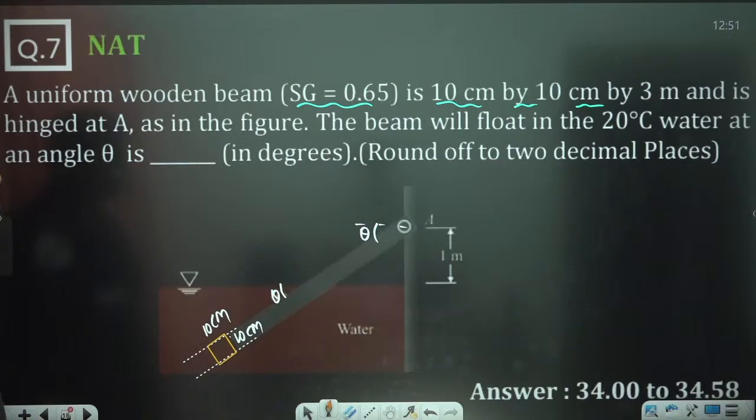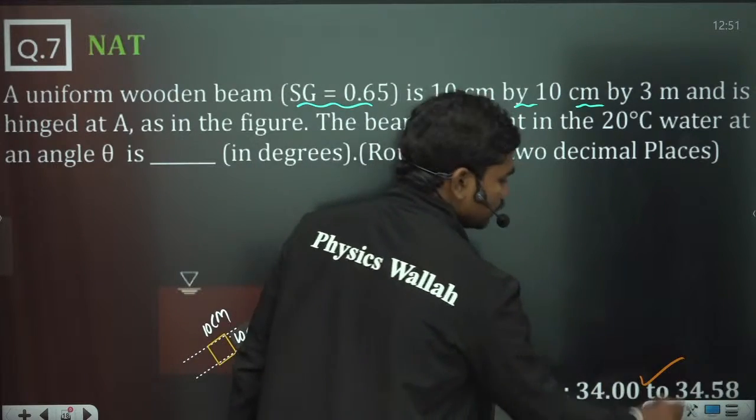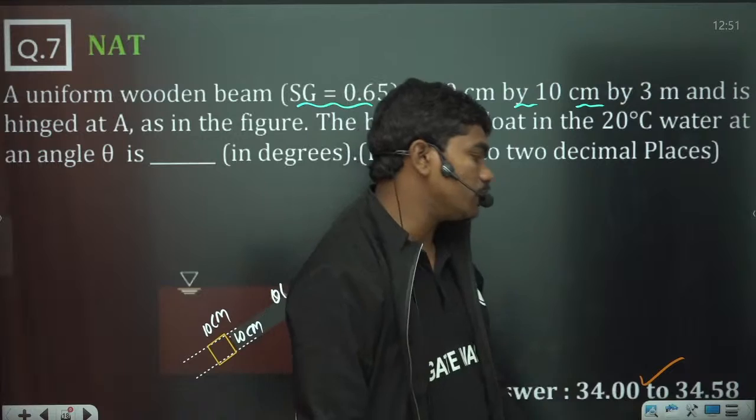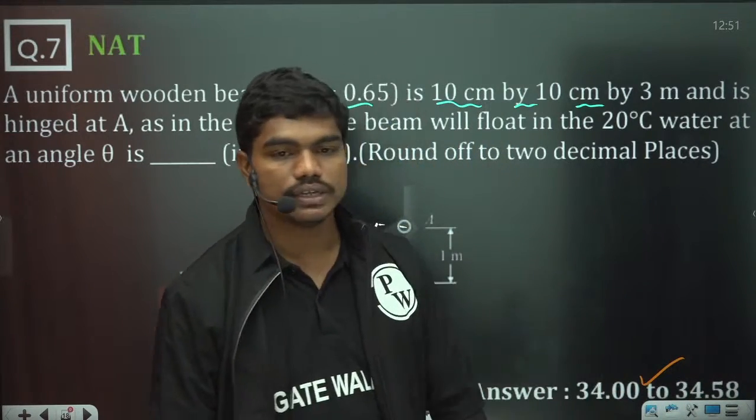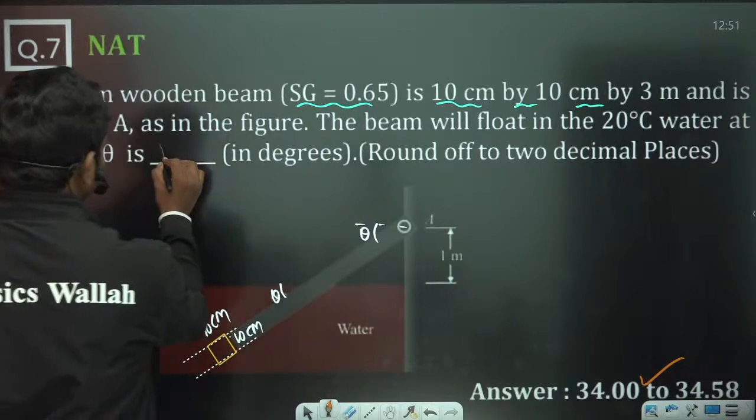So what is the angle? 34.29 is actually in between this. 34.29 is exactly the value. The range is given as 34 to 34.58. 34.29 is exactly the middle value of this range. Okay, so 34.29.